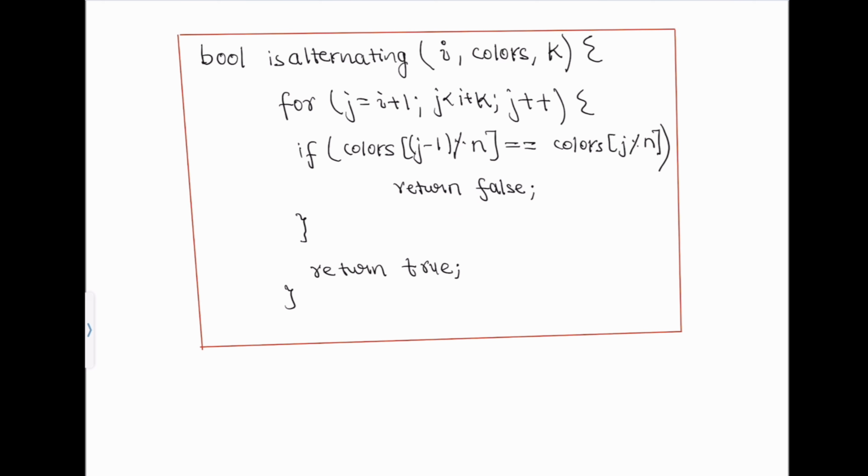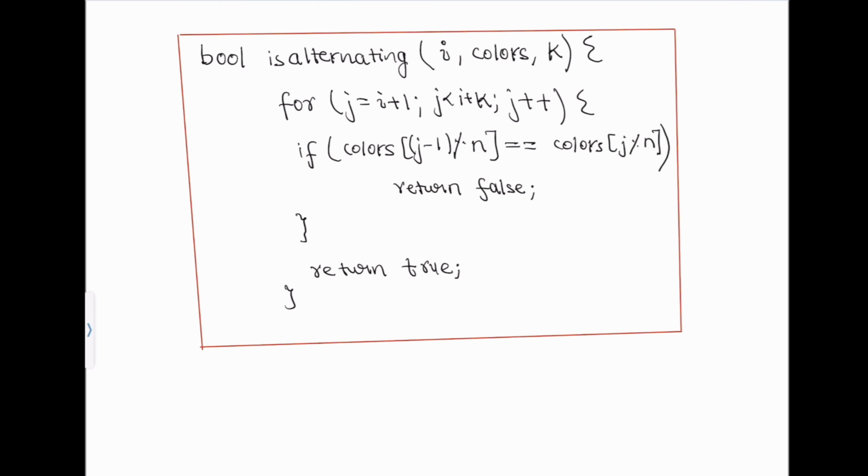However, if none of the consecutive elements are equal, then we will simply return true. And since the tiles are in a circular fashion, we are using a modulo sign so that we can jump back to the first element if we exceed our last element.